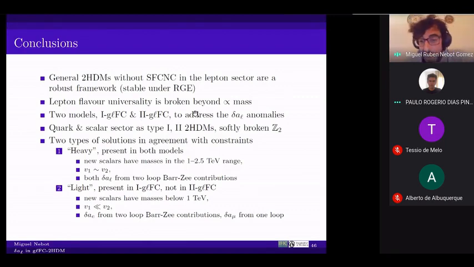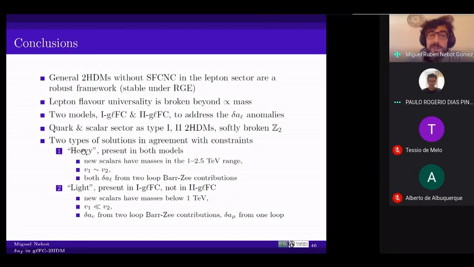Well, these two models can address those anomalies with a scalar sector that is just like in types 1 and 2. You need to introduce some breaking, otherwise you run into difficulties. And the thing is that you have two types of solutions I have been discussing with different characteristics.